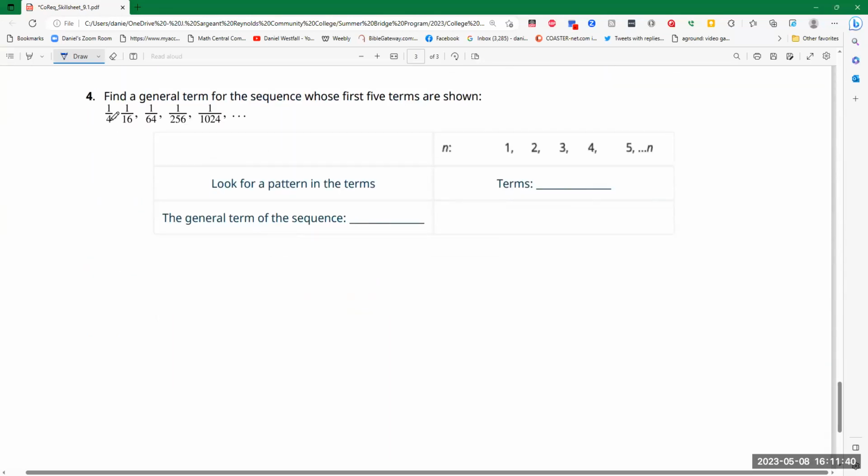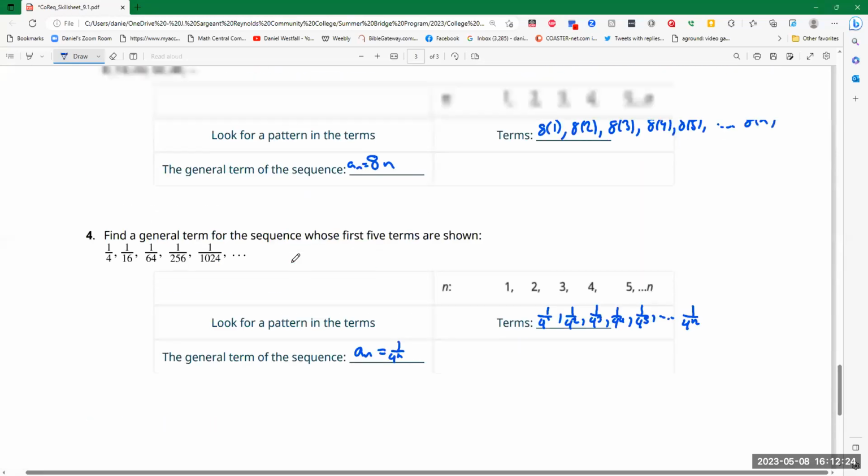Let's keep going. 1 over 4 to the first, 1 over 4 to the second, 1 over 4 to the third, 1 over 4 to the fourth, 1 over 4 to the fifth, so 1 over 4 to the n. So we assume that our a sub n is equal to 1 over 4 to the n. Again, you can write that as (1/4) raised to the n or 4 to the negative n if you prefer that. Those would also be acceptable.